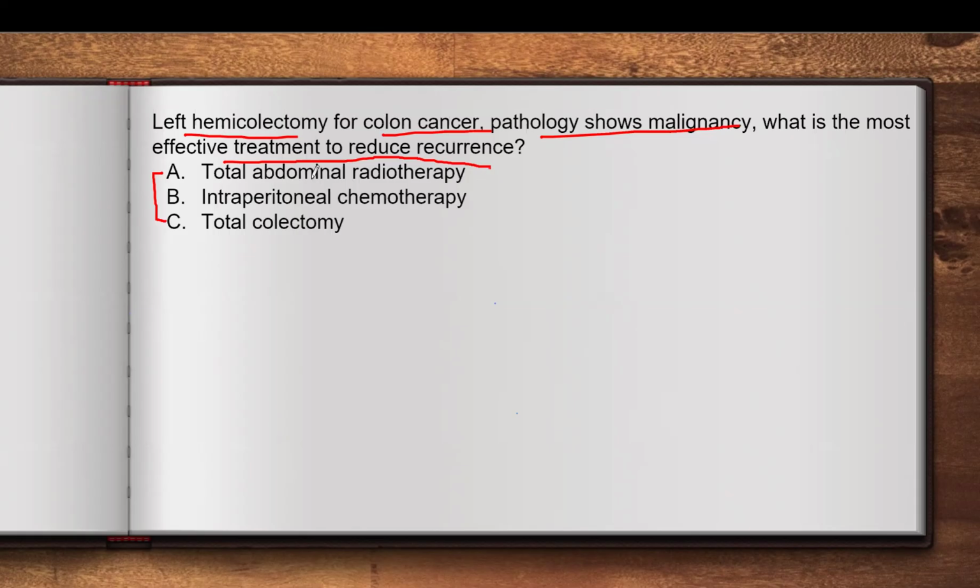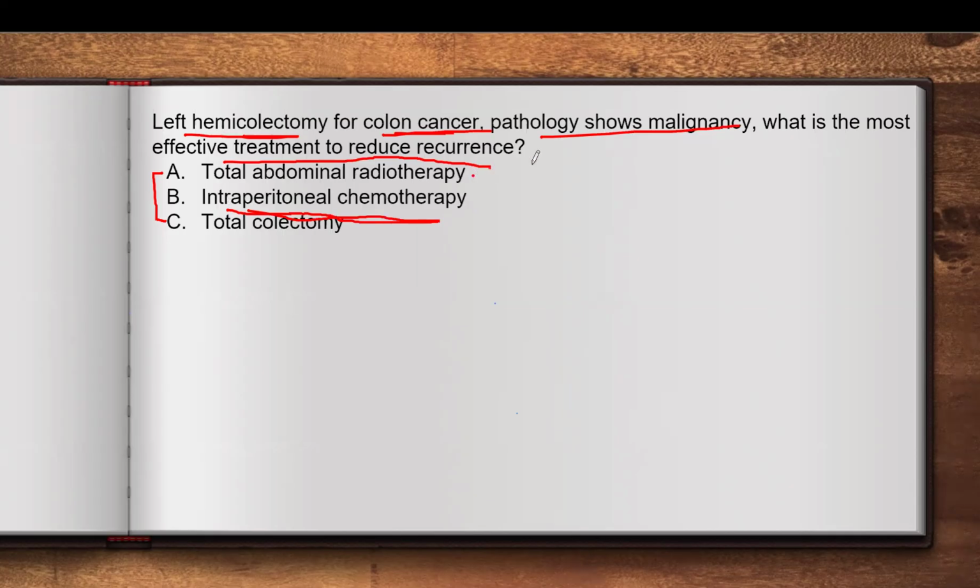Important point is that you should know that if there is a colon cancer and the patient has had left hemicolectomy, then adjuvant chemotherapy is usually given, and if you might remember the name, it's Folfox regimen, right? The 5-fluorouracil, the oxaliplatin. That is given systemically, that is, it is given intravenously. Okay, it is not intraperitoneal chemotherapy. Intraperitoneal chemotherapy would be done when there is any peritoneal metastasis or anything like that.